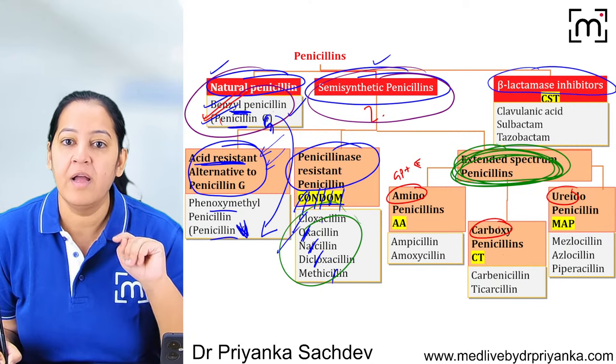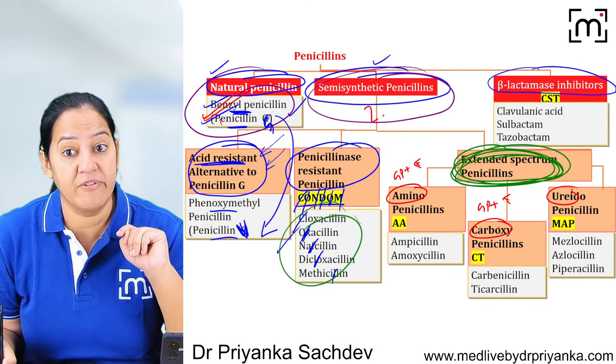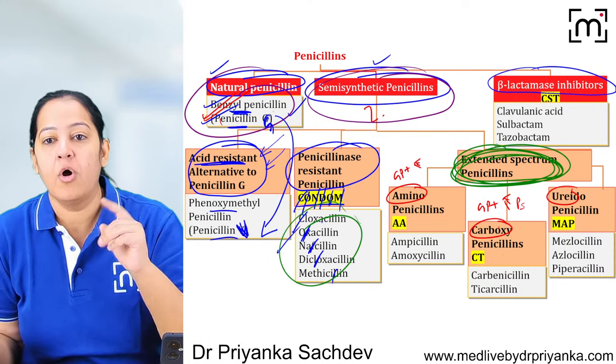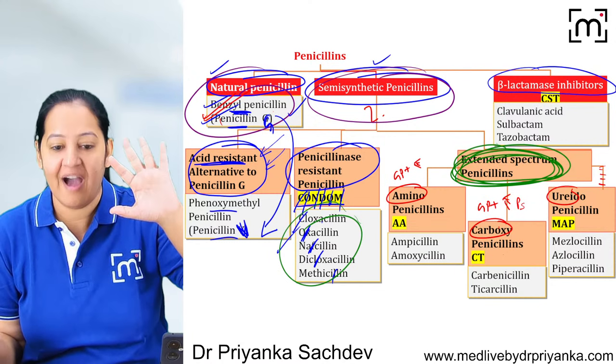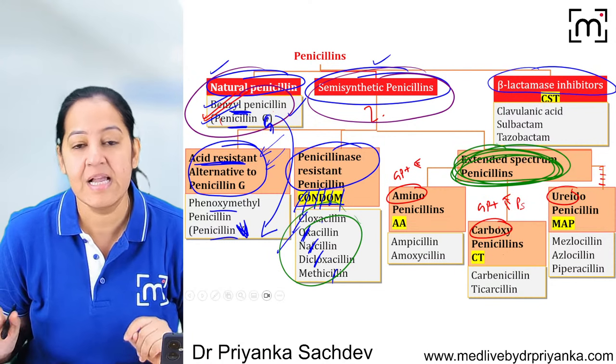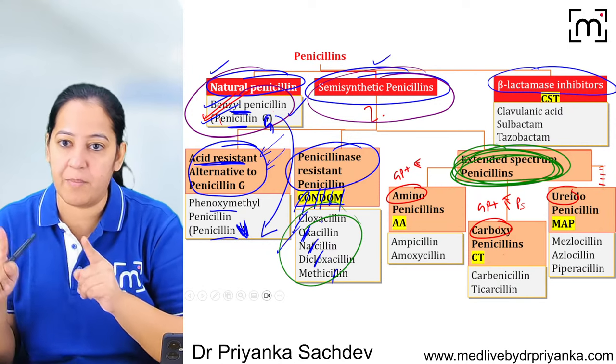Three or four will be covered. Here gram positive and the spectrum will increase. It will include Pseudomonas also. And here the spectrum will become very wide. I will tell you the spectrum when I give you the details. First learn the three categories: amino, carboxy and ureido.